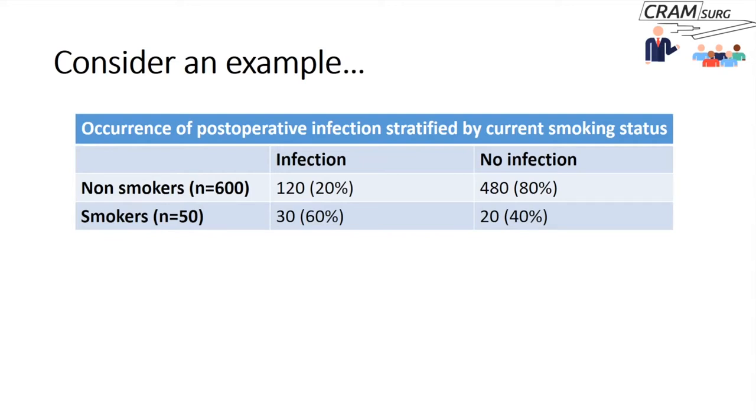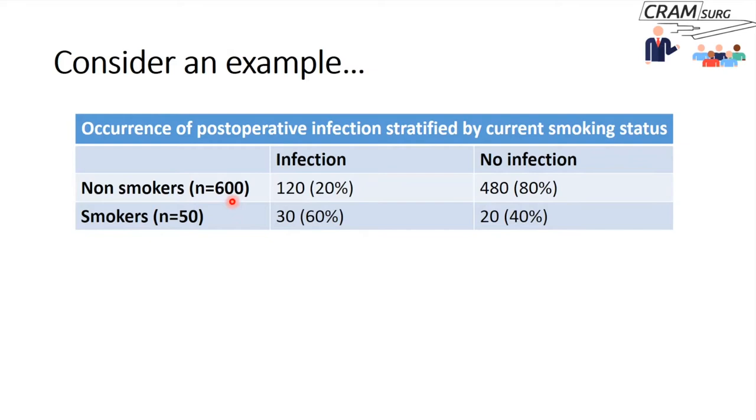Okay, let's consider an example. Let's assume that you're doing a cohort study of patients undergoing major abdominal surgery, and you're looking at risk factors for infection. That's a topic you're interested in. One of the factors you're looking at is smoking, and you've got some data on smokers and non-smokers. Because this is a cohort study, you have a lot more non-smokers than smokers. So this is not a case-controlled study. You're starting off with the risk factors, and then you're following patients up to see if they've had infection or not. Let's assume that these are the numbers that you've got.